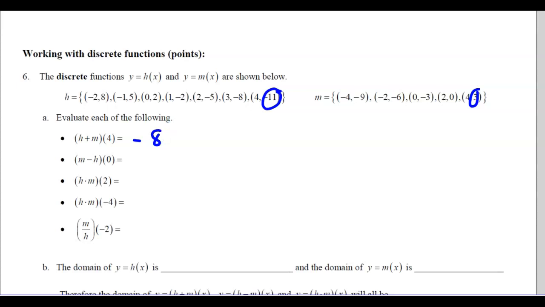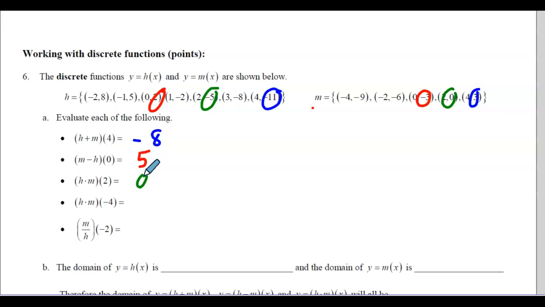Then M of 0 is 2. H of 0 is negative 3, and we're subtracting. So 2 minus negative 3 is 5. Then H of 2 is negative 5. M of 2 is 0. Negative 5 times 0 is 0.